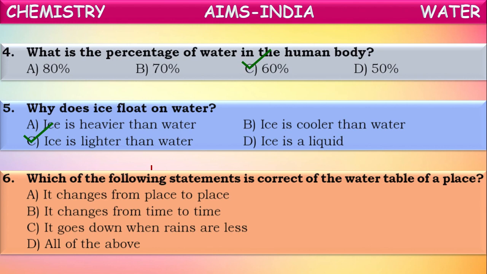This is also correct. If there are not many rains, what happens then? Groundwater level decreases. So all are correct here, isn't it? Yes. Next one.